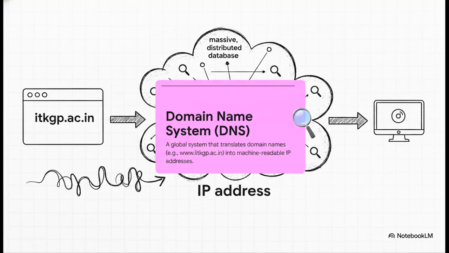So, the magic of it is this. Instead of us having to memorize a long, complicated string of numbers, an IP address, for every single site, we just remember a simple name like iitkgp.ac.in. DNS is this massive global database that handles the translation from that name into the correct IP address so our computer can connect. It's a lifesaver.